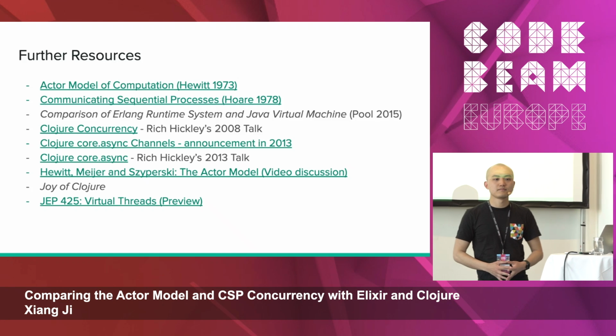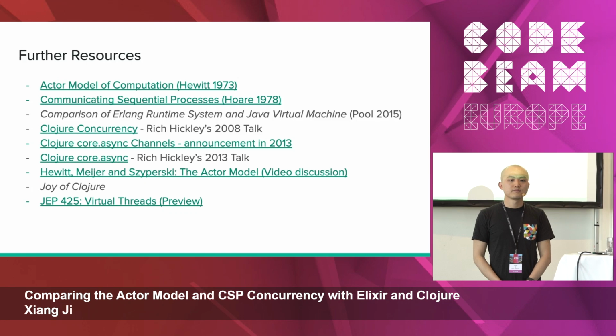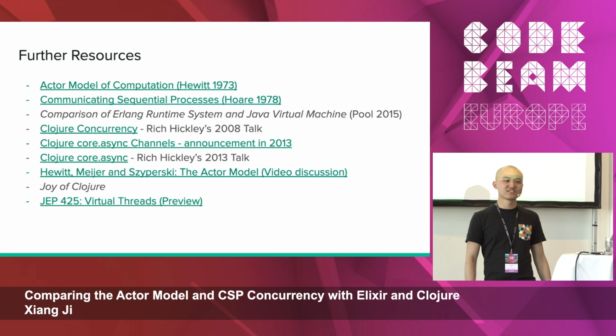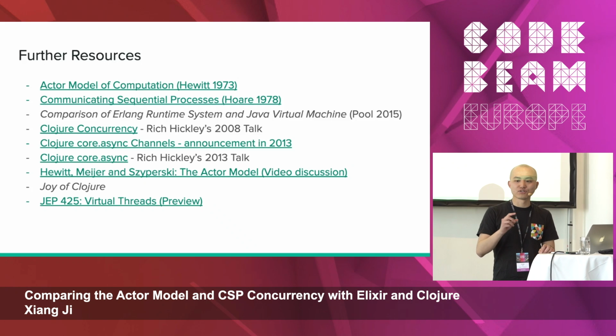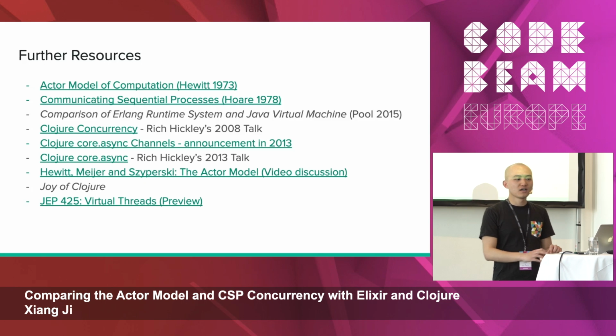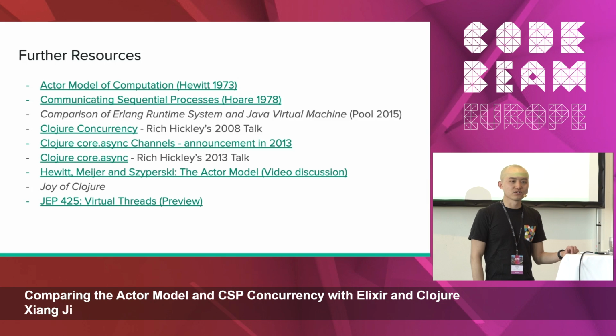Between these two paradigms, CSP and the actor model, which one do you personally prefer and why? I'm at Code BEAM, so the answer is obvious. Actually, Rich Hickey had a quote on why he doesn't prefer the actor model, but I don't really think that makes sense. He says CSP is more primitive than the actor model.